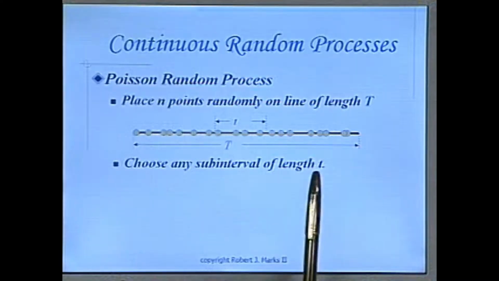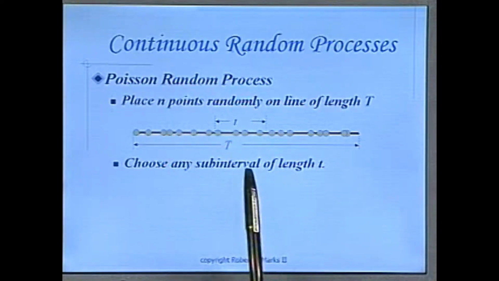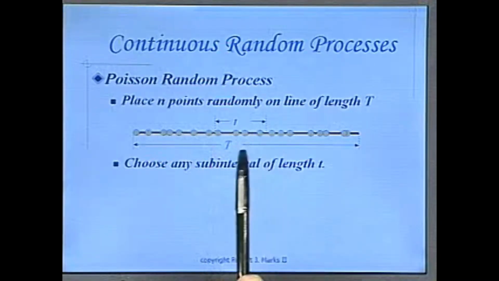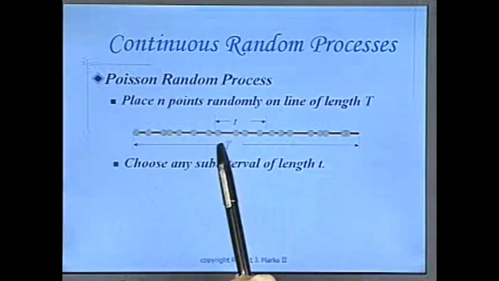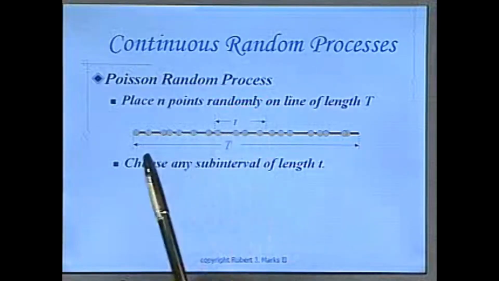Now we're going to choose a subinterval of length little t. The subinterval here is little t. And we're going to ask ourselves, what is the probability that out of these n points, k of them appear in this subinterval? Well, you notice that each time we choose a random point, that's a Bernoulli trial. It's a success if it lies on the subinterval. It's not a success if it lies in the big interval, right? So each one of these occurrences is a Bernoulli trial, with a probability of success corresponding to the probability that it lies on the small interval. Well, what is the probability that the point lies on this small interval? It's equal to the ratio of little t to big T, isn't it?